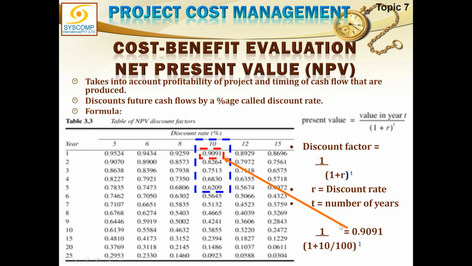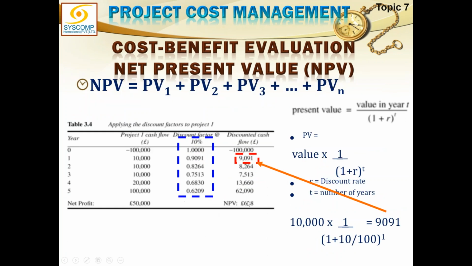Now let's apply this on your first project. Okay, a trick question. You have invested in project one a sum of 100,000 rupees. The discount rate is 10%. What will be the present value of 100,000 rupees? It's 62,000 something, right? Listen to the question again. I have invested 100,000 rupees today. The rate of discount is 10%. What will be the future value of this money?